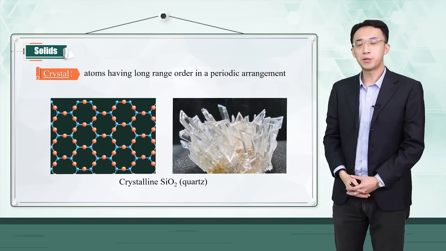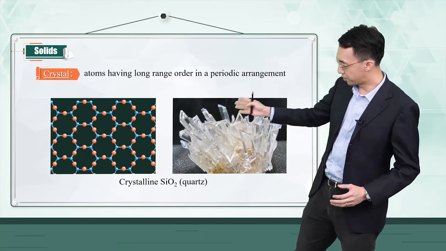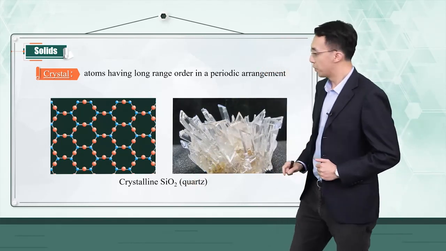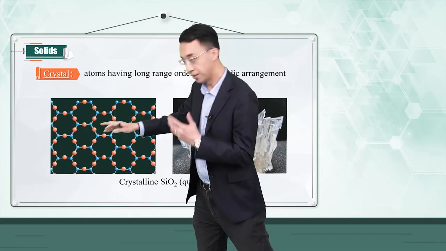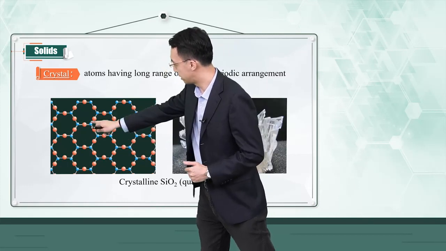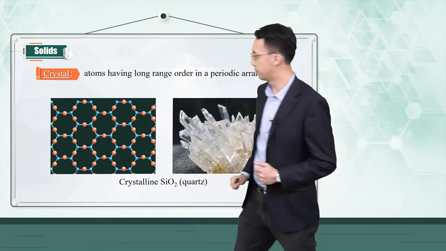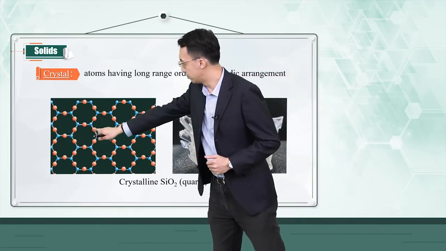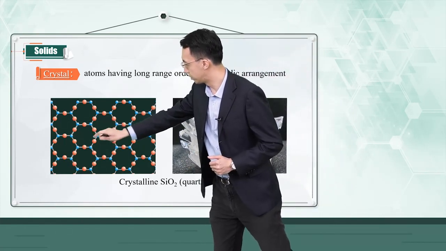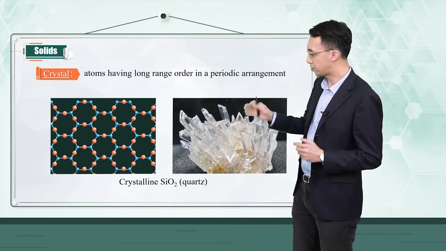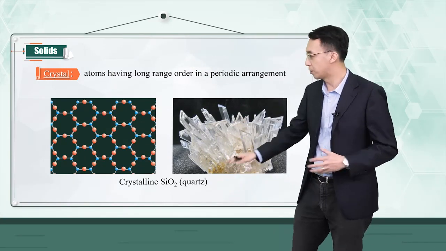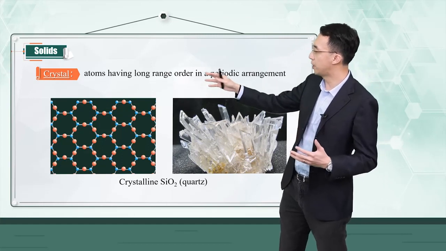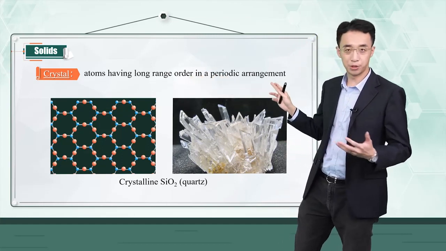A typical example is this one, crystalline silicon dioxide, where you can see the silicon atoms connected, in this two-dimensional projection, with 3 oxygen atoms. And one oxygen atom is connected with 2 silicon atoms. This is so-called crystalline silicon dioxide, or quartz, because you have a periodic long-range order of the atomic arrangement.